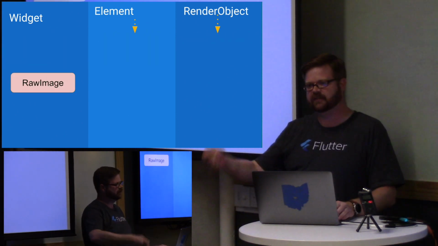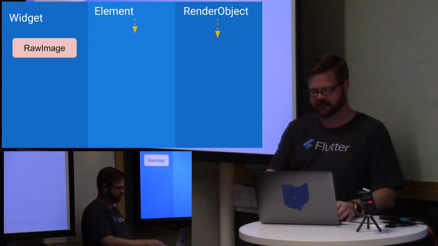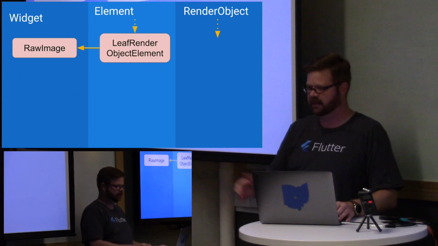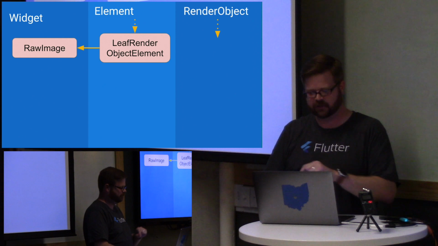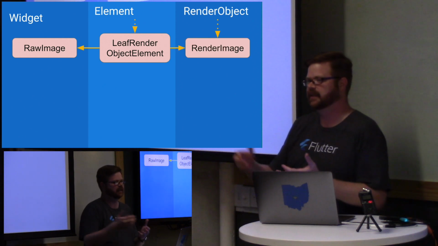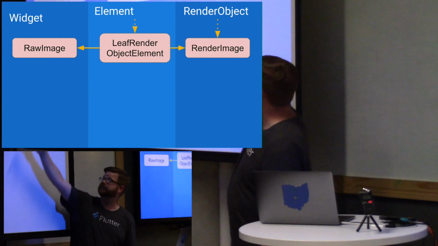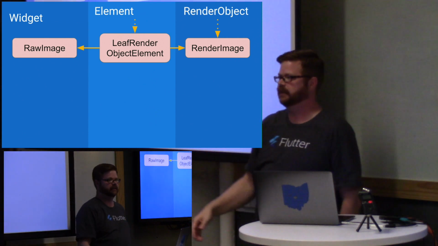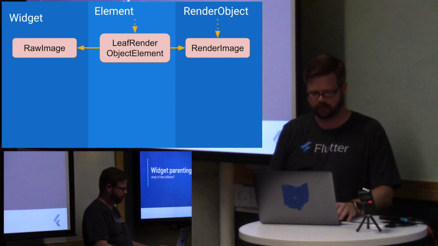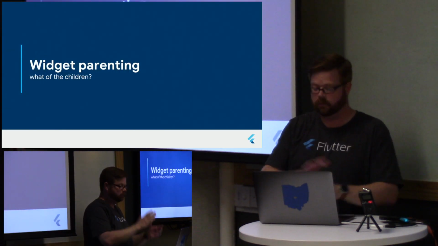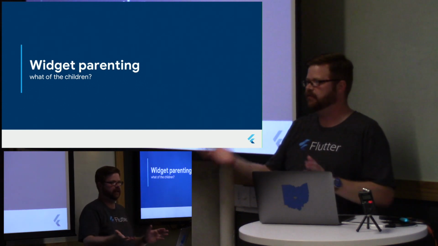And then, just as it happened the first time, Flutter asks this for an element. It gets an element. And the element asks the widget for a render object. It gets a render object. And I'm finished now. I now have this new render object that I can go draw and paint on the screen. So that's one row in the tree. What if I had a couple rows?